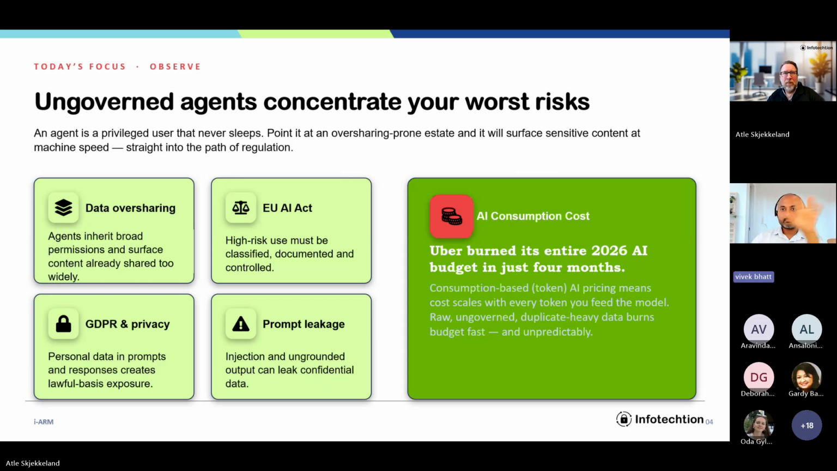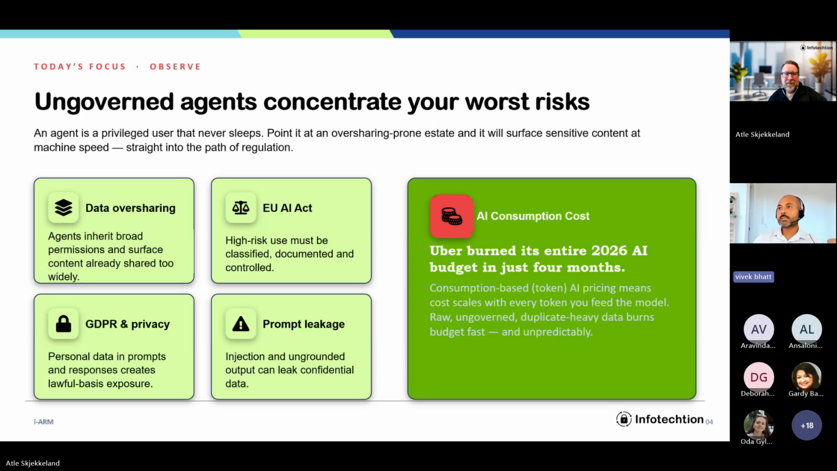So Atlas talked about all of those four, so I won't repeat that. For me, the big box is the one on the right hand side, which is the consumption cost. That's the biggest issue, and it's a public case study, so that's why we are sharing it. That is not just a particular company. This is for every single company.